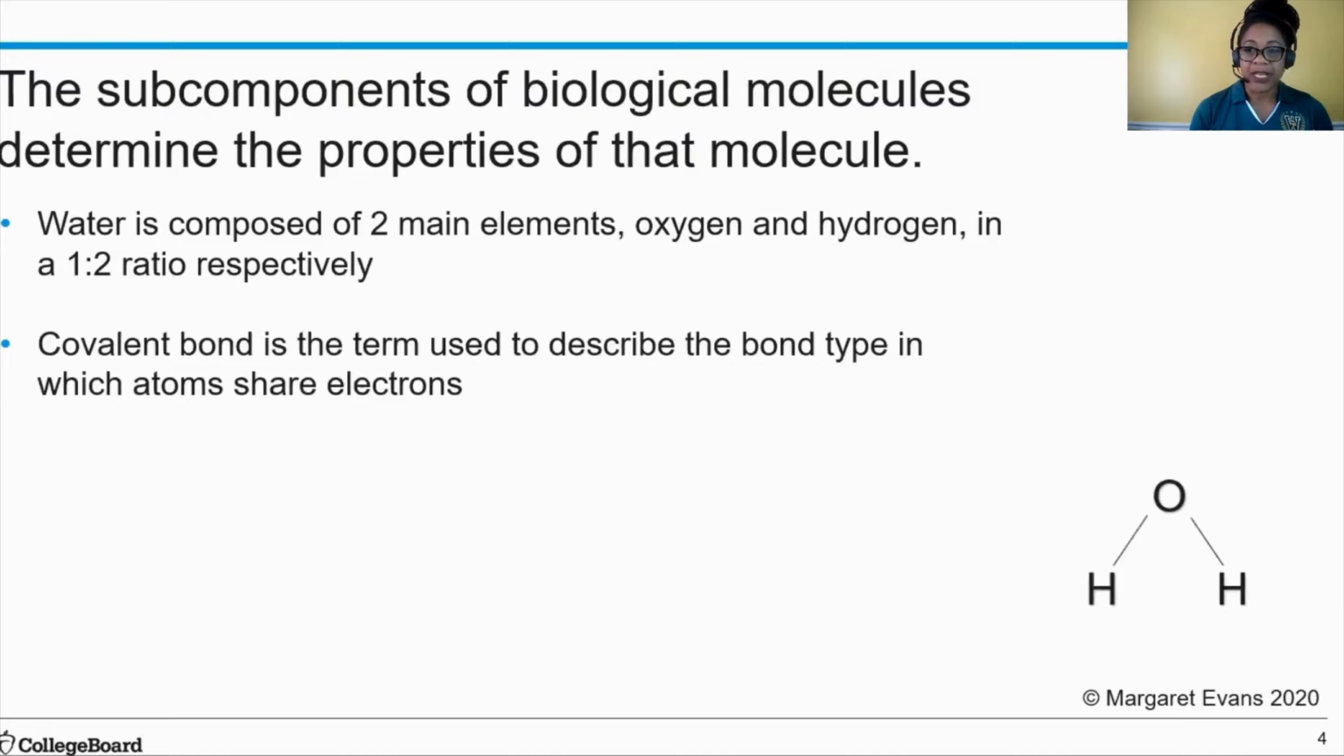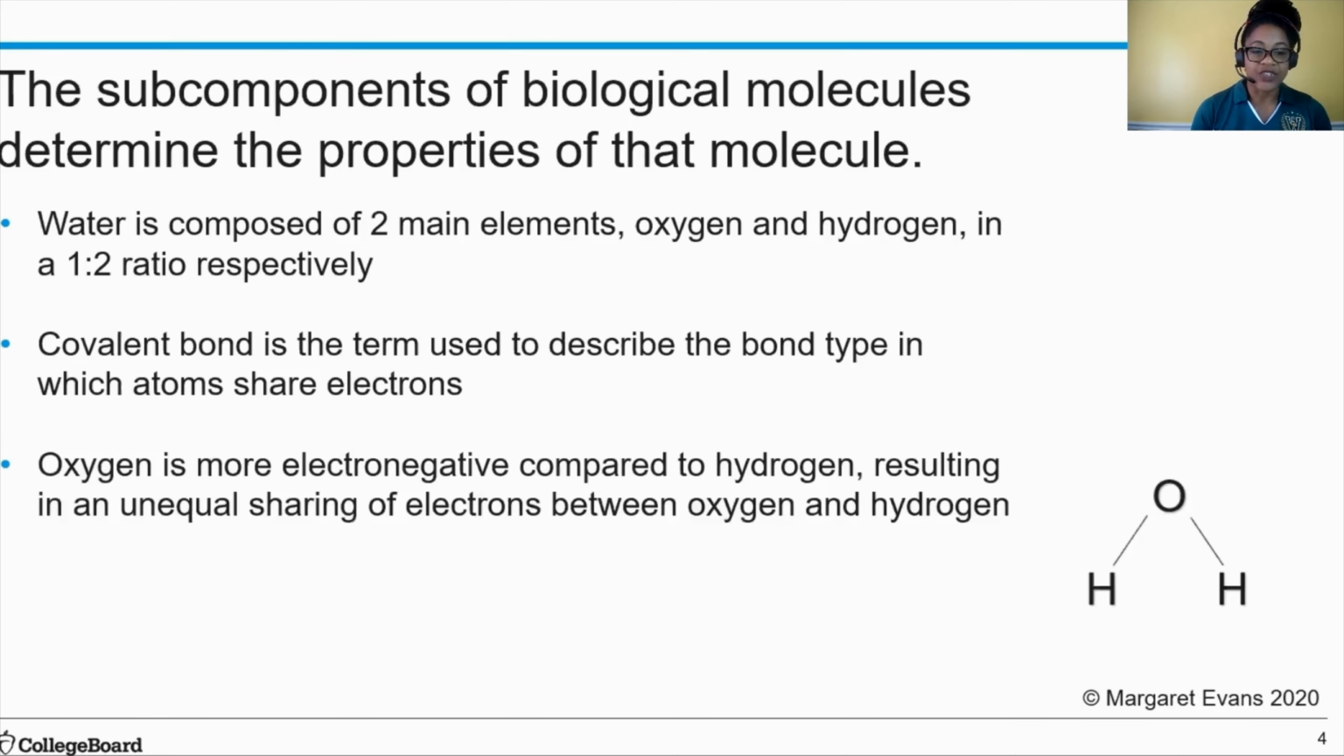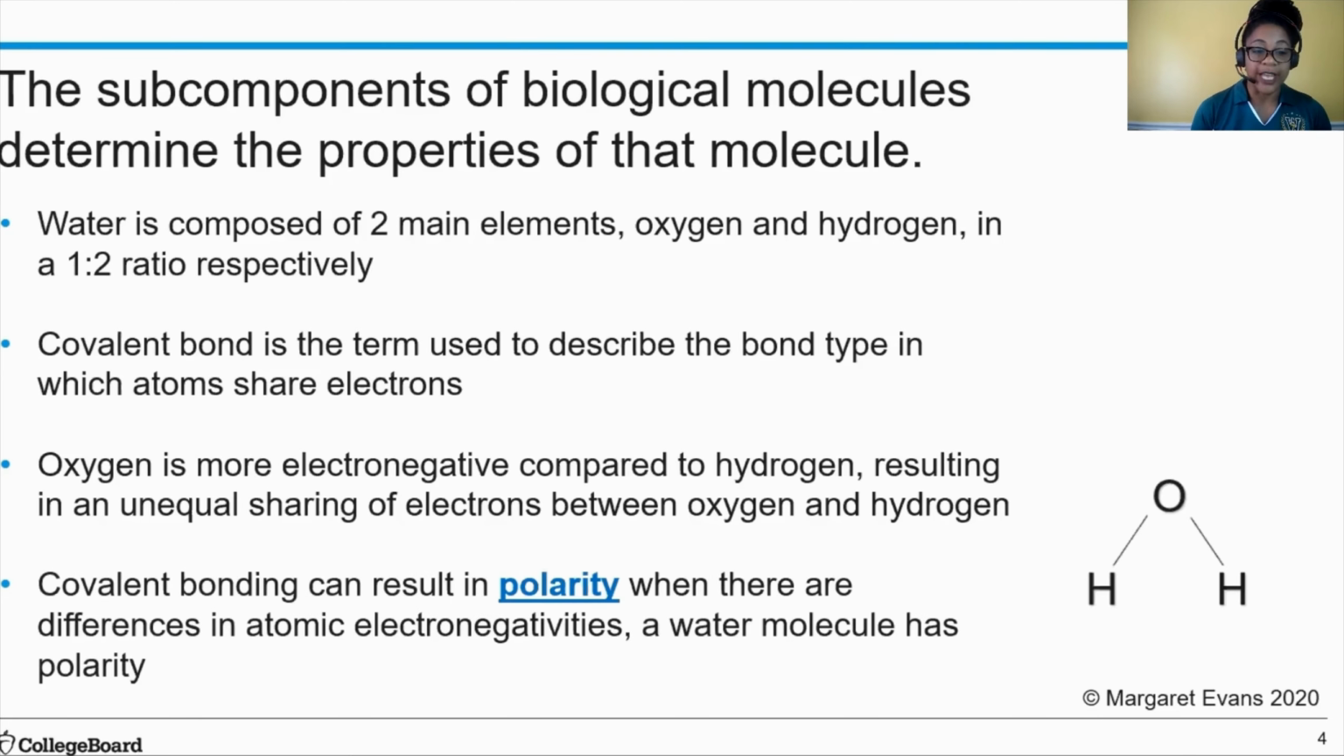Covalent bonds are the bond types that are involved in a water molecule. Oxygen is sharing electrons with hydrogen. However, that sharing is not done equally because oxygen is more electronegative compared to hydrogen. And this will result in something called polarity.